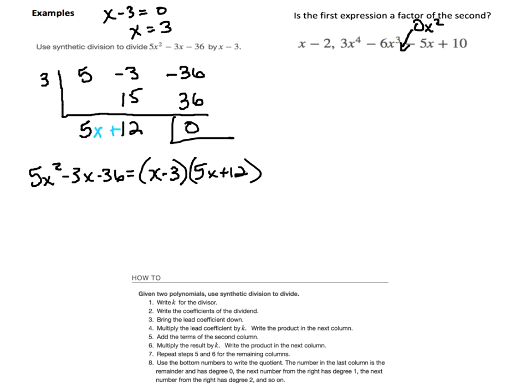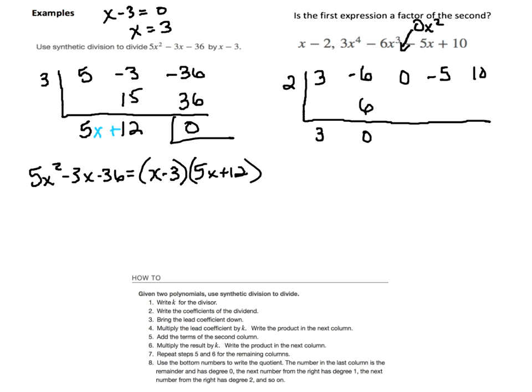All right, so x minus 2, that gives me a k value of 2. I'm going to put my coefficients. That's 3x to the 4th minus 6x cubed. I have 0 x squares minus 5x and then a positive 10. All right, bring down, multiply with k, write my result, combine down, multiply with k, write my result, combine down, multiply with k, write my result, combine down, multiply with k, write my result, combine down. I have a 0 remainder.